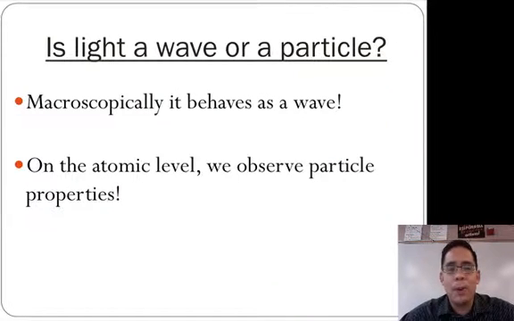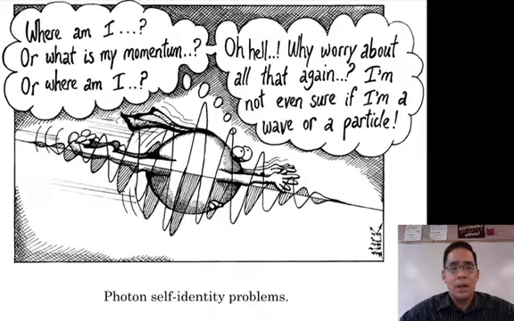So is light a wave or a particle? Macroscopically, it behaves like a wave, but on the atomic level, we observe particle properties. So where am I? Or what is my momentum? Or where am I? Oh hell, why worry about all that again? I'm not even sure I'm a wave or a particle.